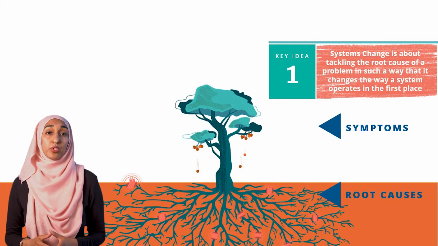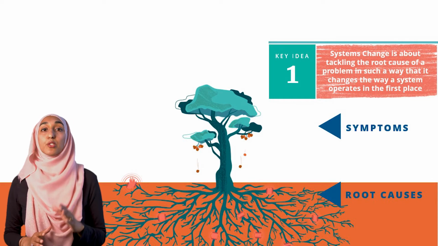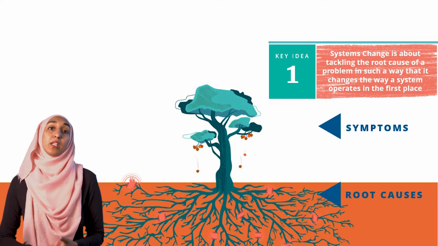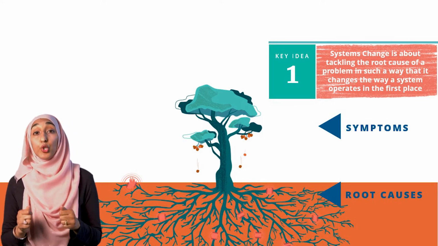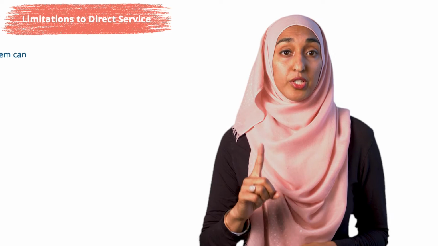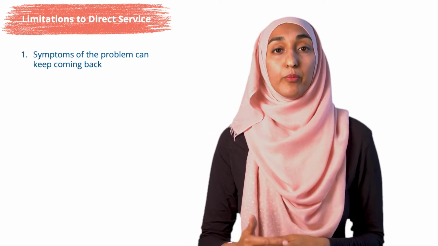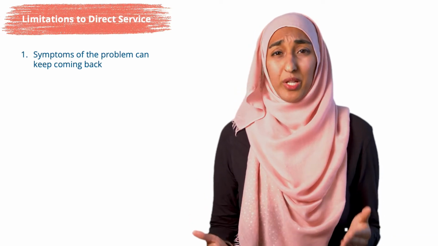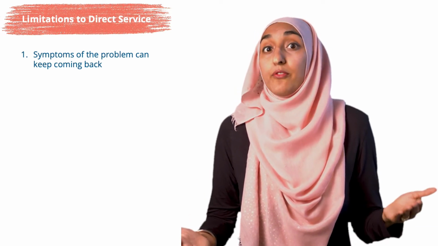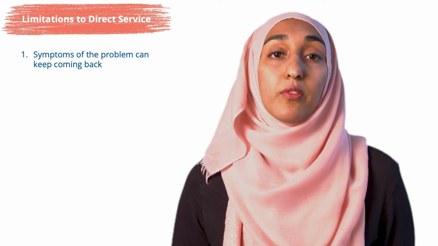As introduced earlier, a direct service approach is focused on meeting the immediate needs of a social problem and is critical for social impact. But there are three main limitations to direct service. First, the symptoms of a problem you are tackling can keep coming back. For example, better waste collection will of course not fix the issue of waste production or improper waste disposal itself.